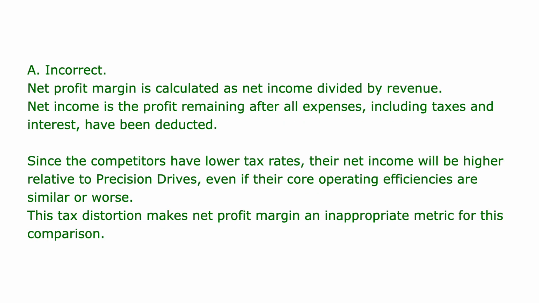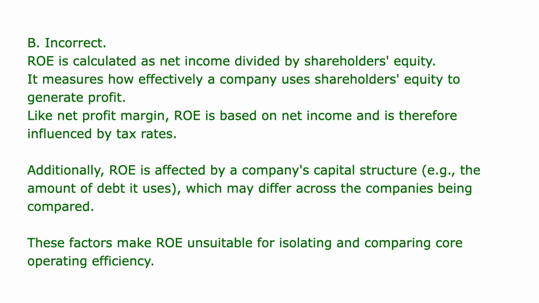A. Incorrect. Net profit margin is not a suitable metric for comparing Precision Drives to competitors due to tax rate differences. B. Incorrect. ROE, calculated as net income divided by shareholders' equity, measures a company's profit generation efficiency. However, it is influenced by tax rates and capital structure, making it unsuitable for comparing core operating efficiency.